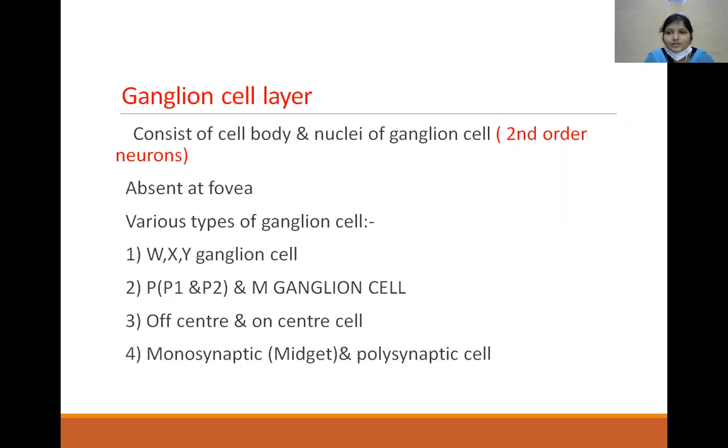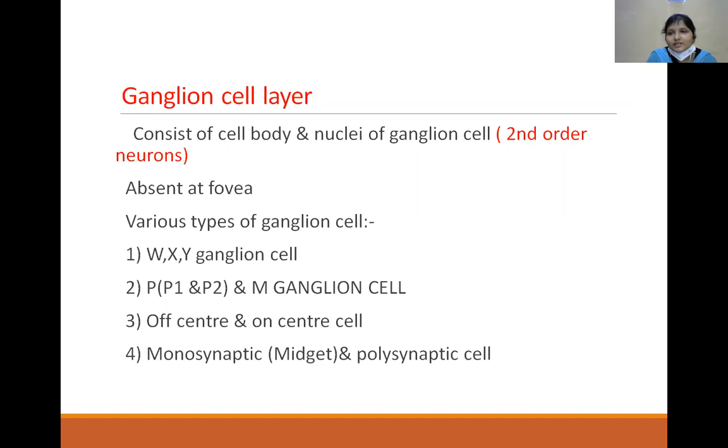So photoreceptors are rods and cones. First order neurons are bipolar cells and second order neurons are ganglion cells. There are various types of ganglion cells: W, X and Y, P and M ganglion cells, off-center and on-center ganglion cells, monosynaptic and polysynaptic cells.